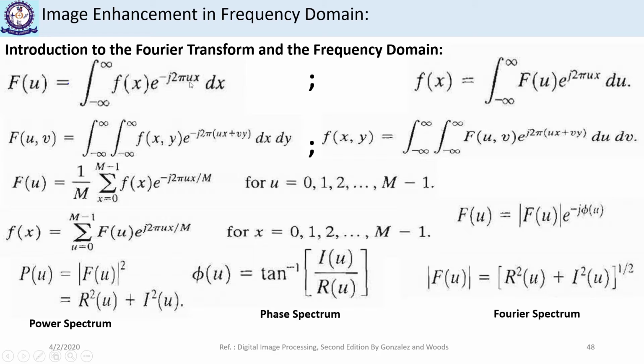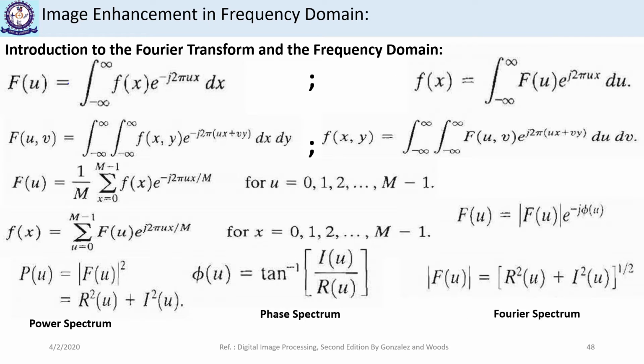Now the inverse of this F(u) is given by the inverse Fourier transform formula, that is f(x) is equal to the integration from minus infinity to infinity of F(u) e raised to the power j 2 pi ux du. Here e raised to the power j 2 pi ux is called the eigenfunction of the Fourier transform. We use minus while calculating the Fourier coefficients, and plus while calculating the inverse Fourier transform, and these two formulas are called the Fourier transform pair.